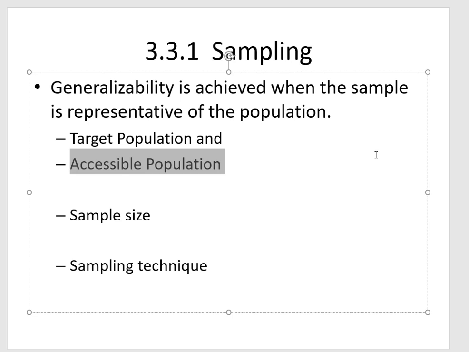Your best scenario would be if your accessible population is as similar as possible to your target population. Generally speaking, your accessible population is part of your target population. The more your accessible population covers your target population, the better it is. So the first thing is who's your target population and how are you going to get to your target population? Therefore, what is your accessible population? And then you have to think about your sample size and your sampling techniques.